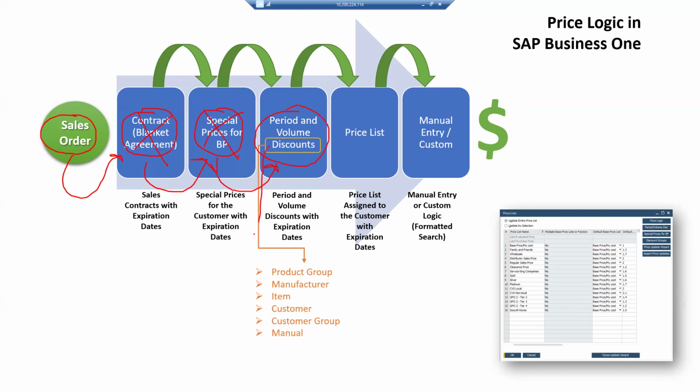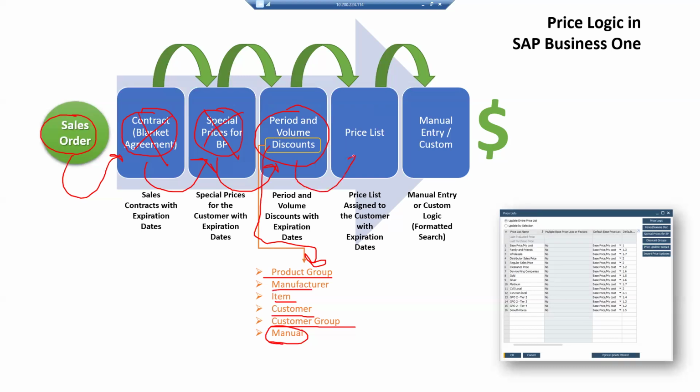Now, when we talk about discounts, discounts could be applicable by if it's this product group, if it's from this manufacturer, this item. If it's Earthshaker, they get this discount. Or if the customer belongs to this group, they get that discount. Or, you can, of course, manually add a discount. But that's the third place it goes. Are there any predefined period and volume discounts? If they buy a case of 32, they get a 2% discount. If they buy a pallet, they get X.